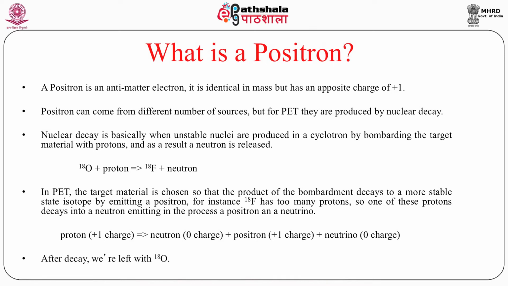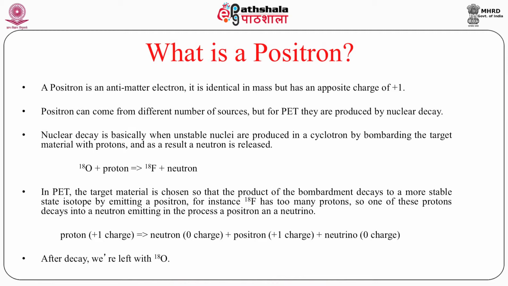What is a positron? We should understand the positron before going to the principle of positron emission tomography. As the name itself defines, a positron is a positively charged particle, as compared to the electron, which is negatively charged. A positron is an antimatter electron. It is identical in mass but has an opposite charge of +1.